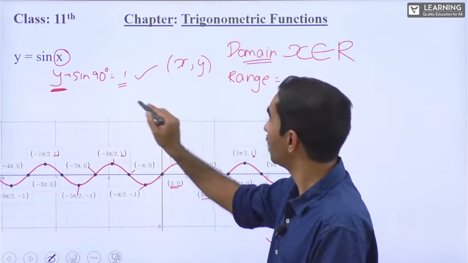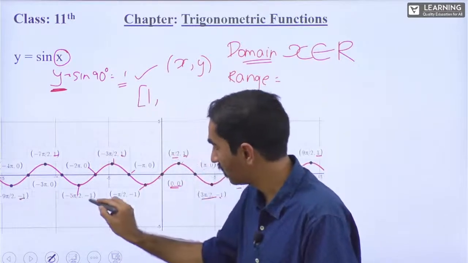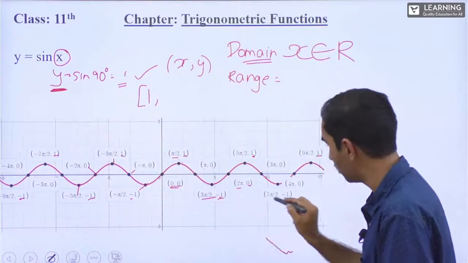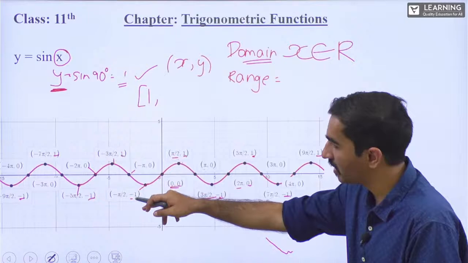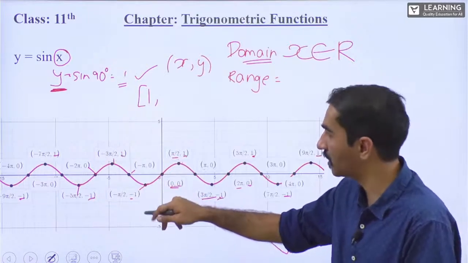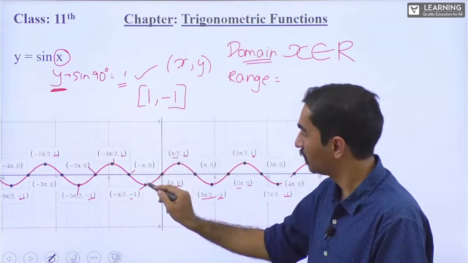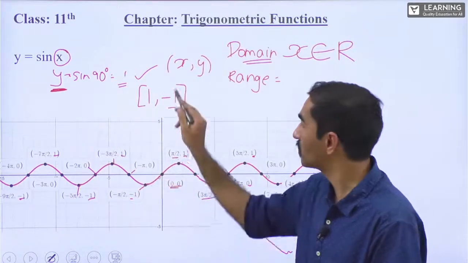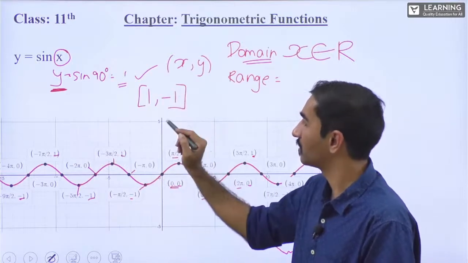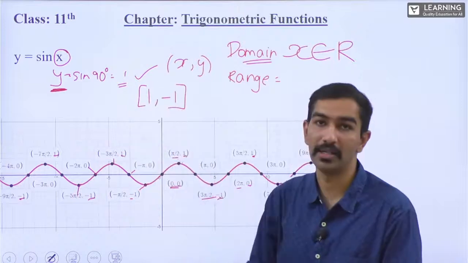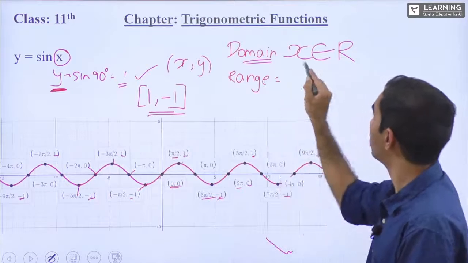So the range will be defined as what? 1, comma. See the below one, students. Minus 1. Below the origin also, it is going only until minus 1. It is not going below minus 1, right? So minus 1 with the closed bracket. Why closed bracket? Because below minus 1 it is not going at all. Closed bracket means including minus 1, not going beyond minus 1, and here also not greater than 1. Understanding? So this will be our range and this will be our domain.